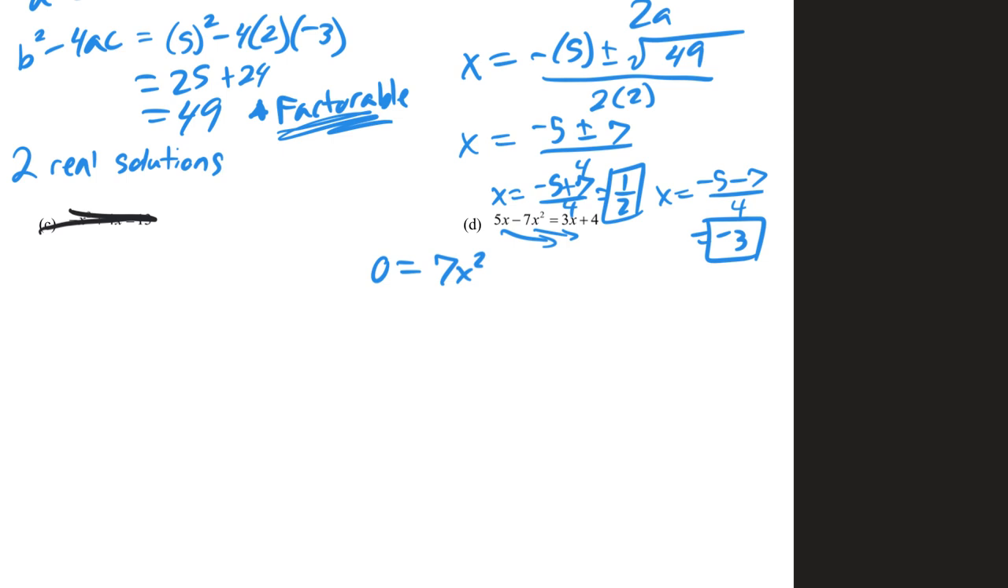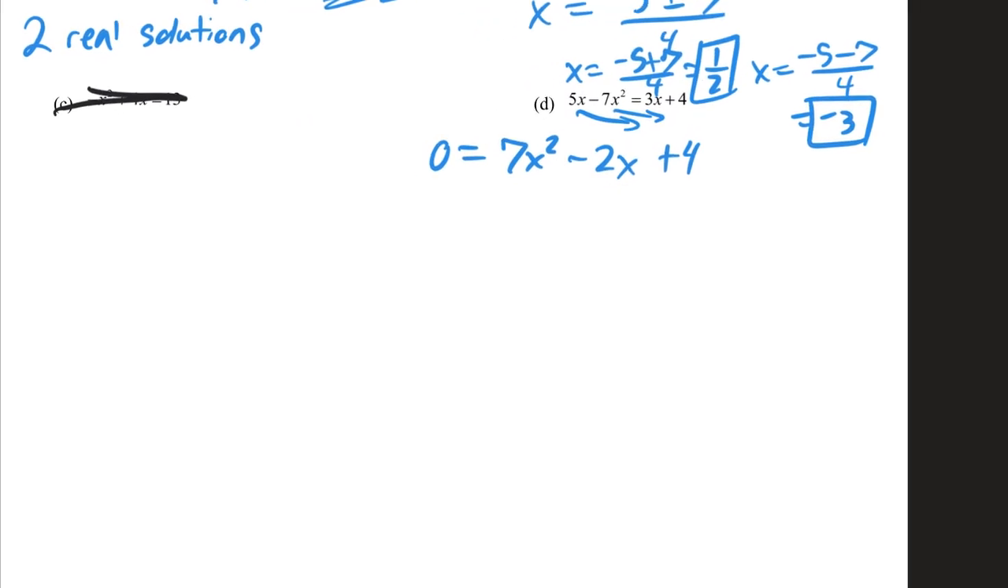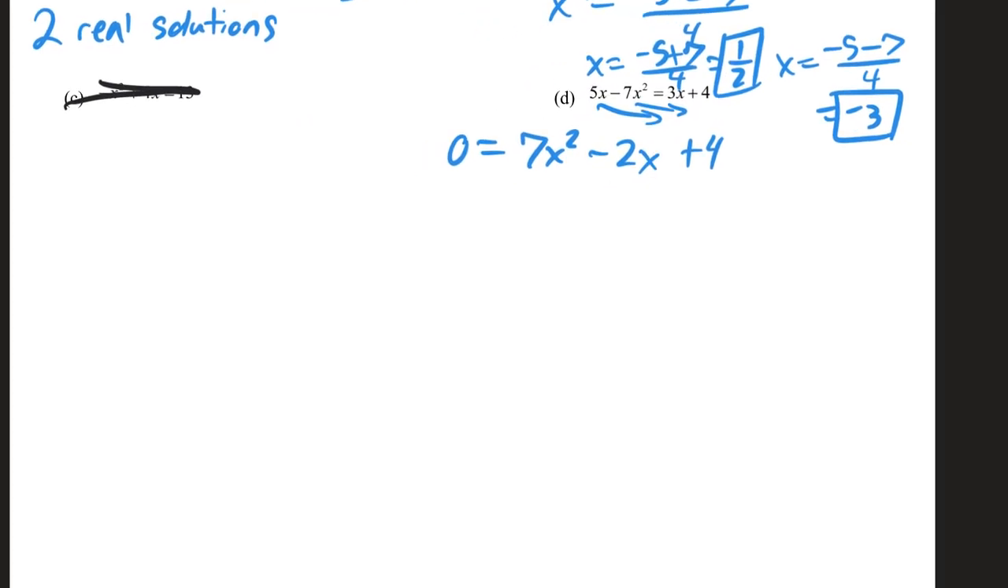And then 3x minus 5x would be negative 2x, and then plus 4. So I'm going to find the discriminant first on this, since I know A is 7, B is negative 2, and C is 4. So I do B squared minus 4AC. That is negative 2 squared, be careful with that, minus 4 times 7 times 4.